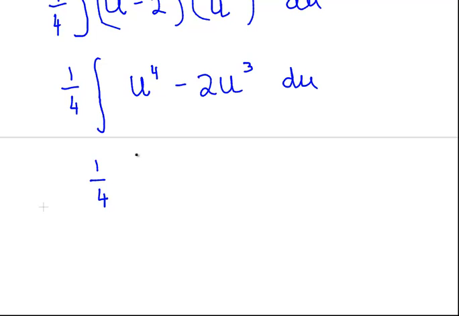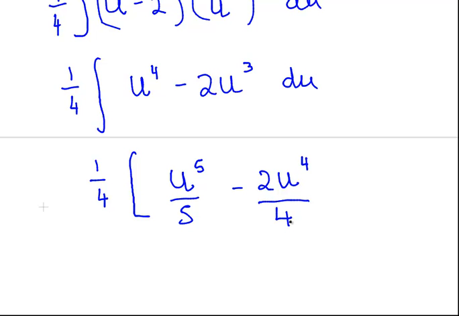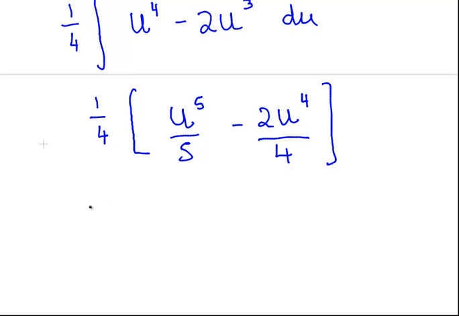So that is 1/4 of u to the power of 5 over 5 minus 2u to the power of 4 all over 4. And we can bring in that 1/4. That is u to the power of 5 over 20 minus u to the power of 4. 1/4 times 1/2 is 2 over 4, is 1/2. It's simply 1 over 8.